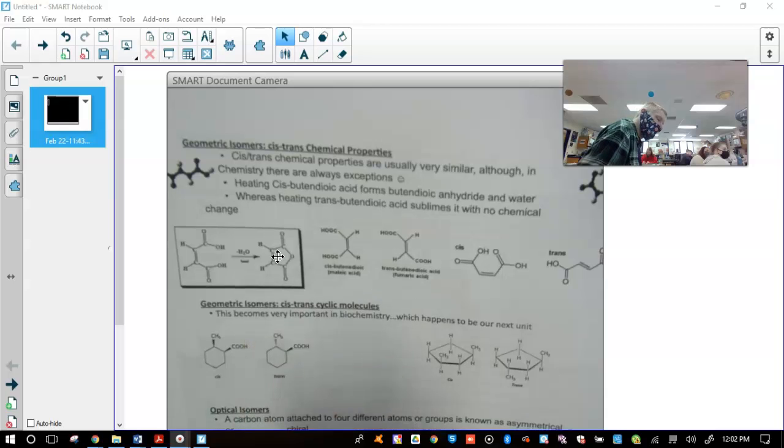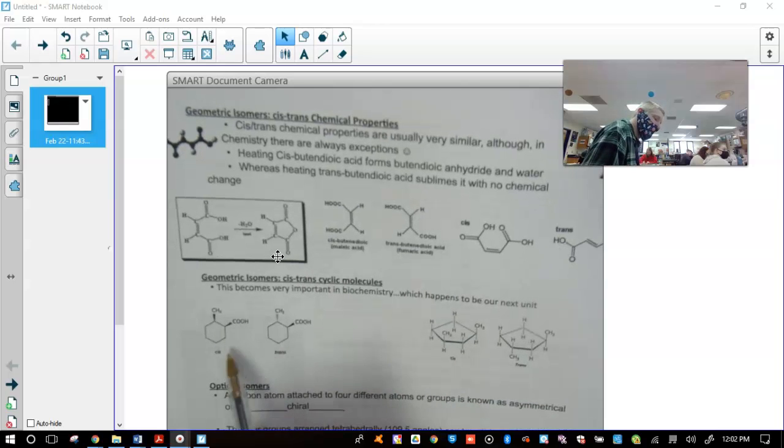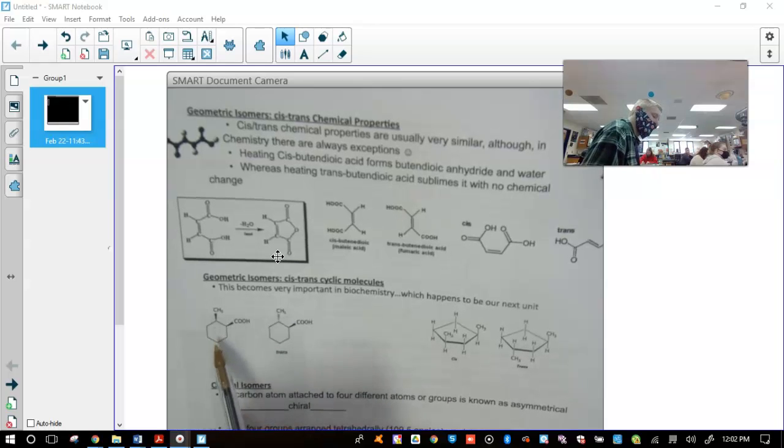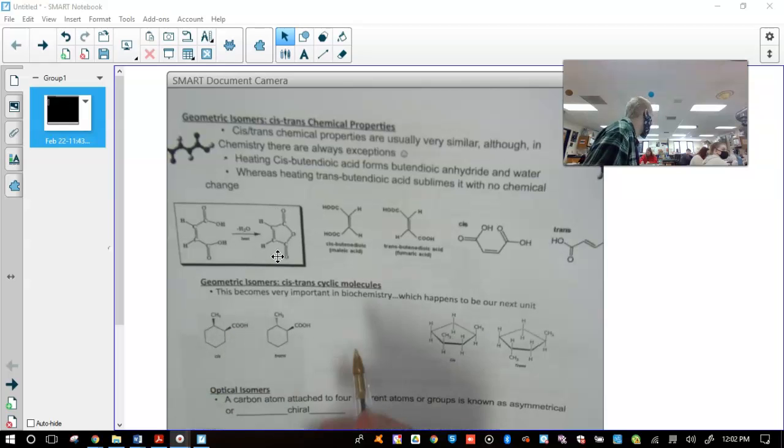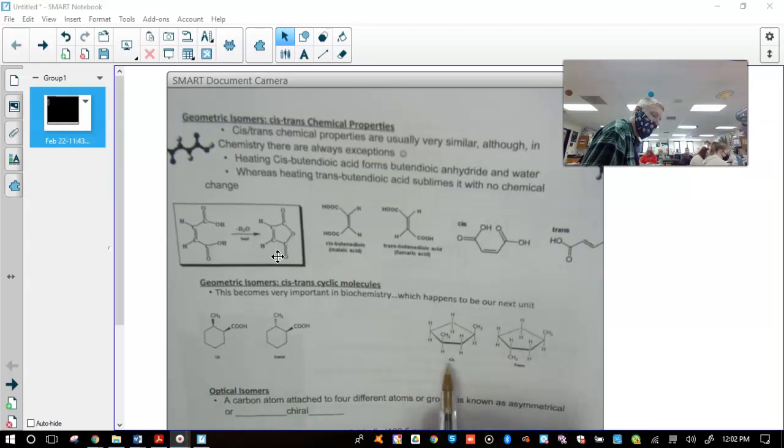All right, geometric isomers, cyclic molecules. So here we've got the picture of cis versus trans. This becomes very important when we talk about biochemistry because sugar is basically a hexagon with a couple of carboxylic acids and alcohols sticking off of it. So this is carbohydrate chemistry right here. Speaking of it, here it is. Sugars, and there's fructose, which is 5 carbons, and glucose is 6. And we'll have like 2 or 3 weeks to talk about biochem after the test.